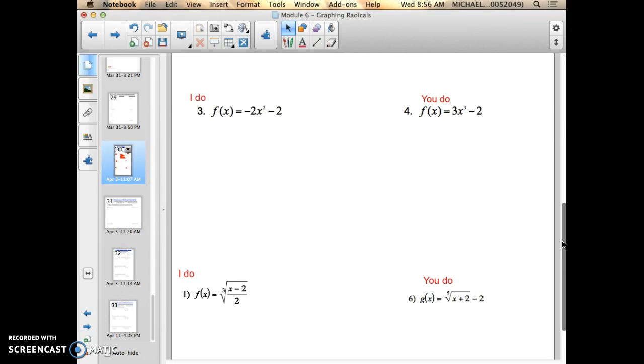So the inverse of powers and radicals look a little bit different, but you should remember from Module 2, the inverse of a power is the root form of that.